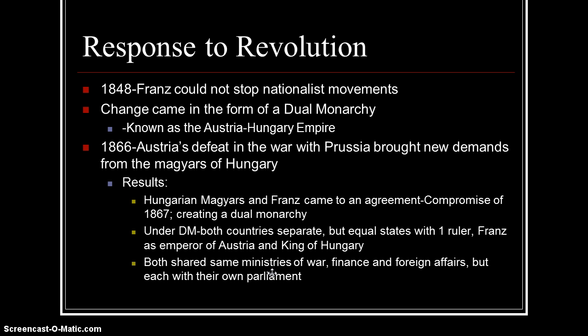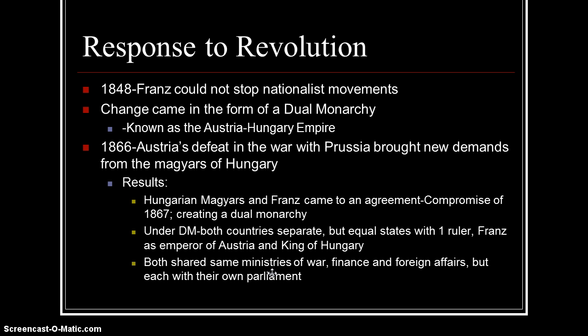Under the dual monarchy, both countries were separate but equal states with one ruler, Franz Joseph as Emperor of Austria and King of Hungary. So you had two states with one ruler, and both shared some ministries of war, finance, and foreign affairs, but each had their own parliament.